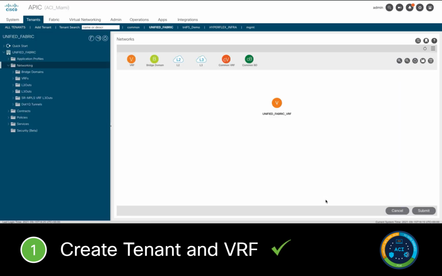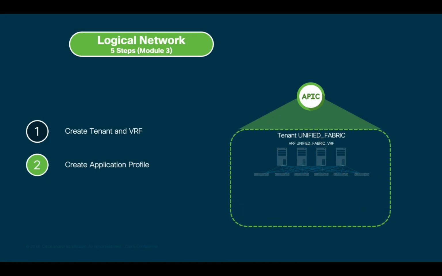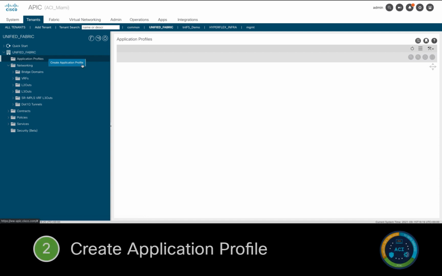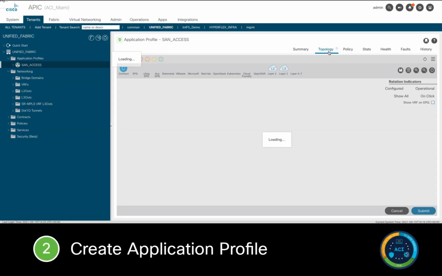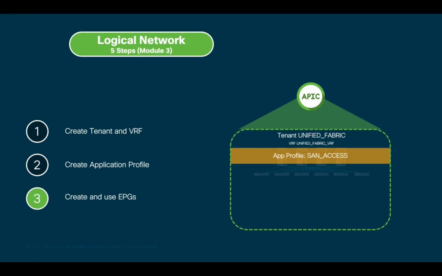Step 1 is now done. Moving on, and as part of step 2, we need to create an application profile. We will simply call it SAN Access. If we now click on its topology view, you can see that it is currently empty as expected. So let's fix that by moving on to step 3.